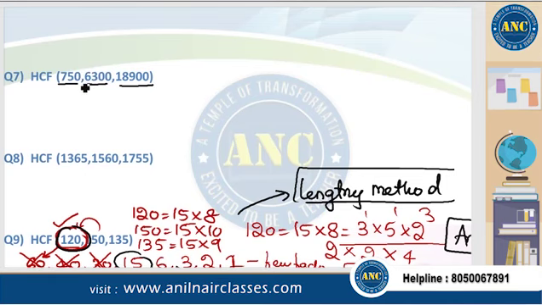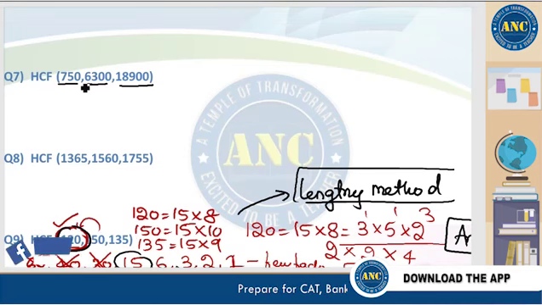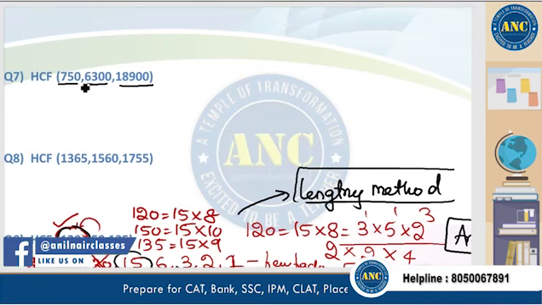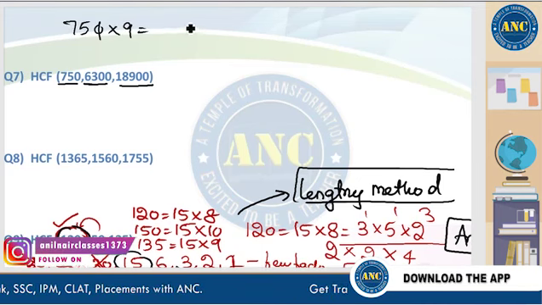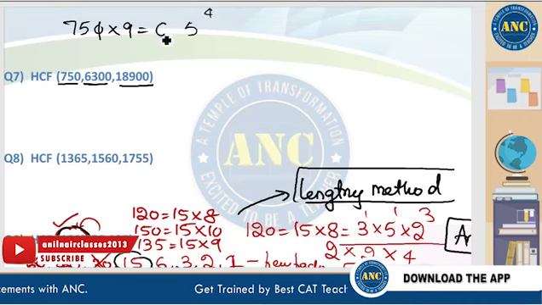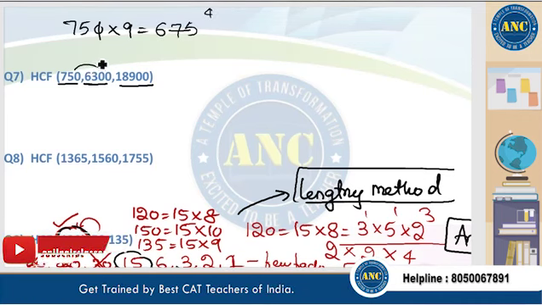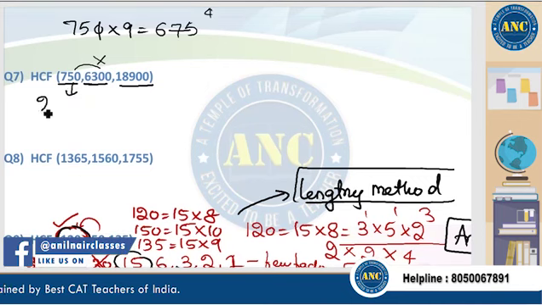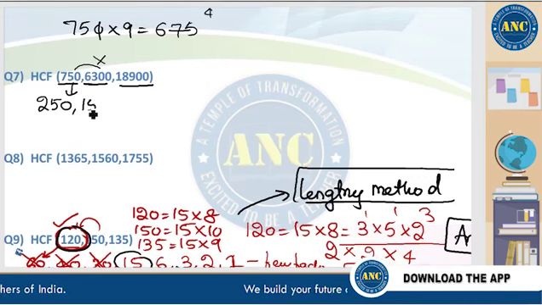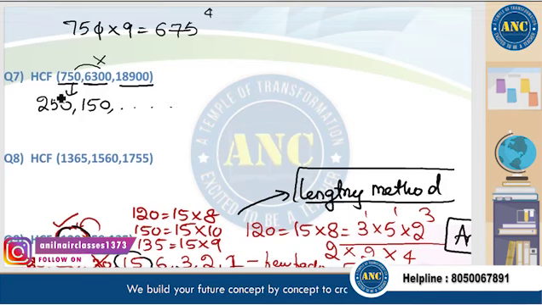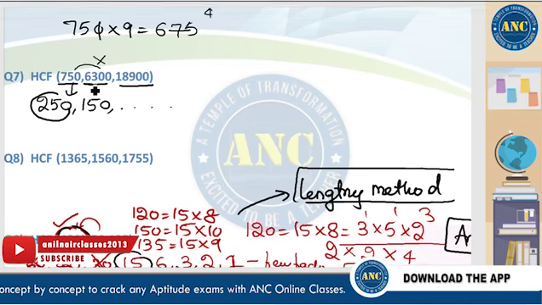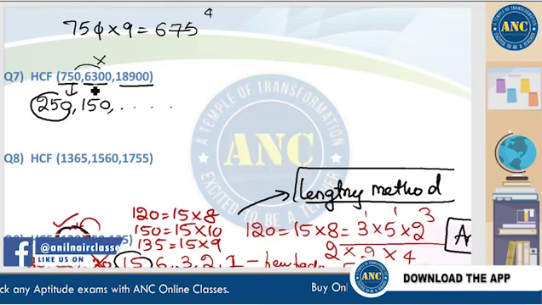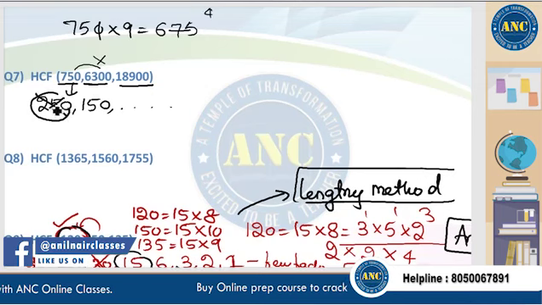Is 750 divisible by 75? 75 8s are 600, 75 9s are 675. So 750 does not divide this number. Next factors: 250, 150, like that so many. 630 is not divisible by 250. 25 4s are 100, 25 6s are 150. So it is not possible.